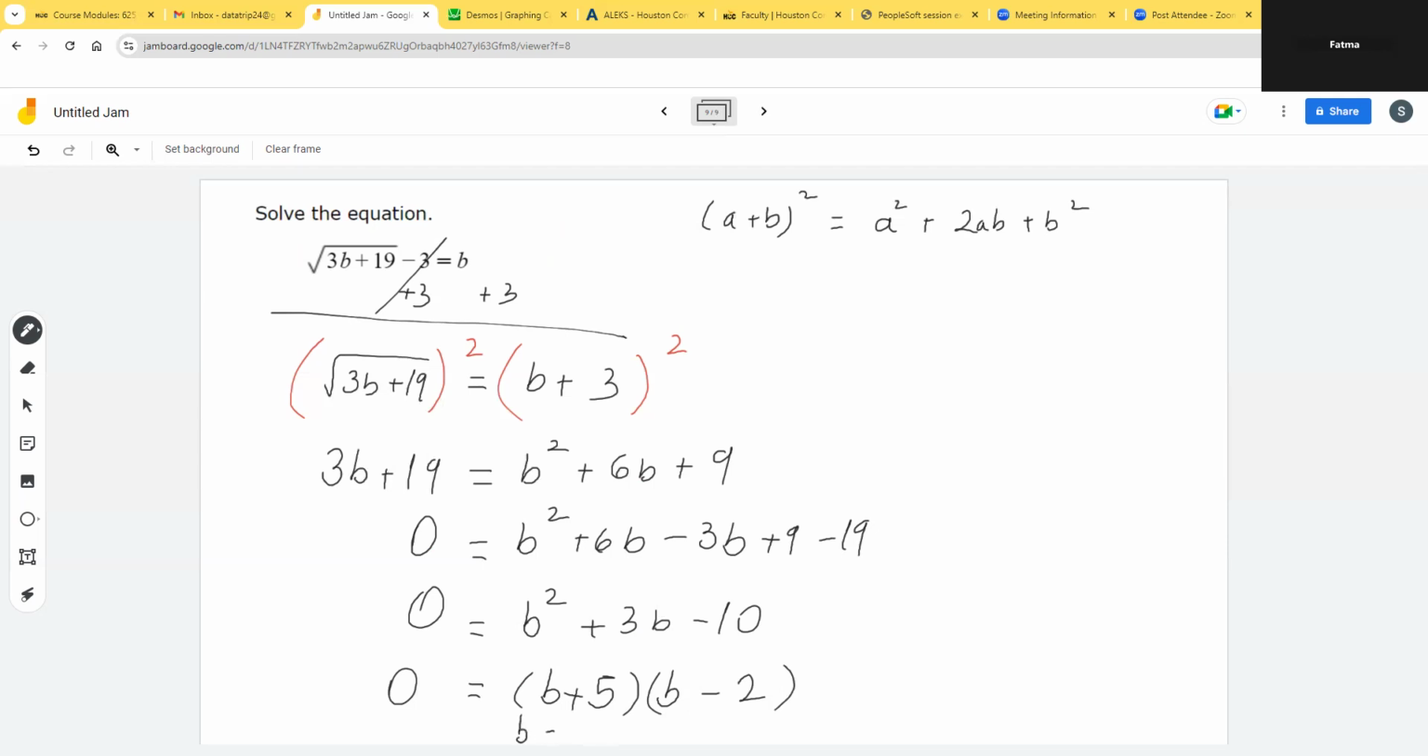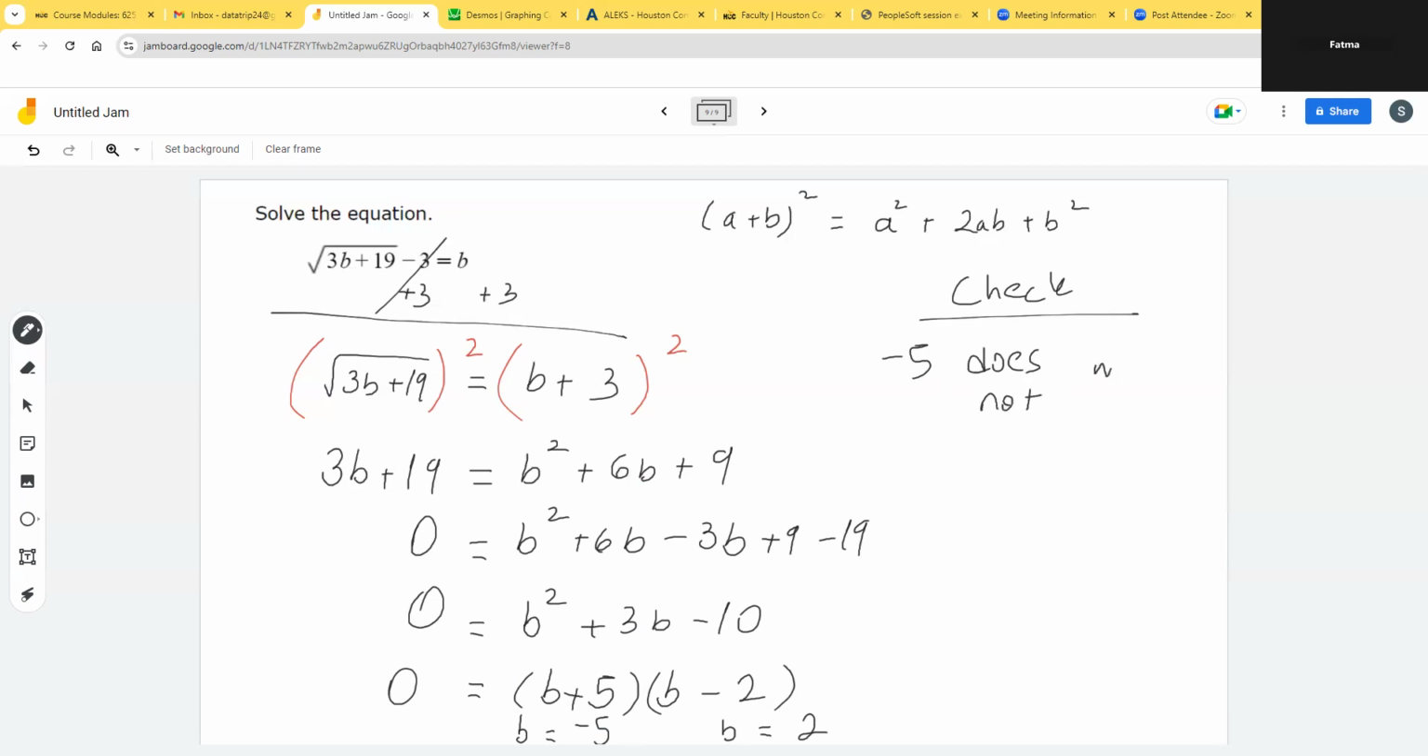So b must be equal to what number then? Negative 5. And b must be equal to what number? 2. Now we're going to check because we might not have to accept both of the answers. Let's plug in negative 5. 3 times negative 5 is negative 15. Plus 19 is 4. Square root of 4 is 2. 2 minus 3 is negative 1. And negative 1 is not equal to a negative 5. So negative 5 does not work.